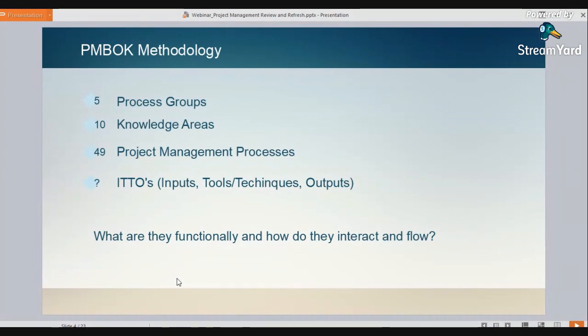I put a question mark next to it because I know that there's 49 processes. I know there's 10 knowledge areas, and I know there's 5 process groups. I can count them up. I'm not going to bother counting up the inputs, tools, and techniques and outputs. Rumor has it that there's 700 and some odd or 800. I'll take it that there's just more than you're going to be able to memorize. What we want to do is understand how this process works and what makes sense as being an output of one process that feeds in and becomes the input to another. And that's pretty much what I want to go through and maybe spend a little time with this afternoon.